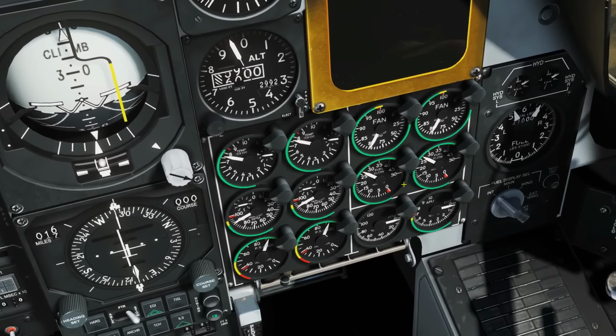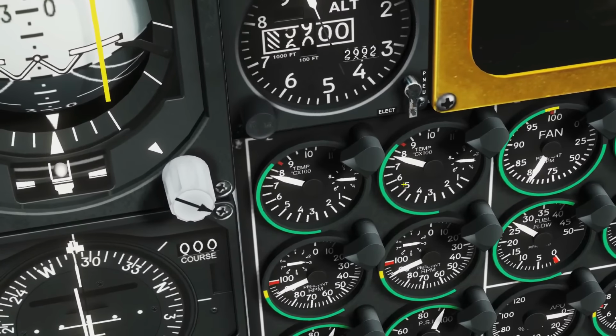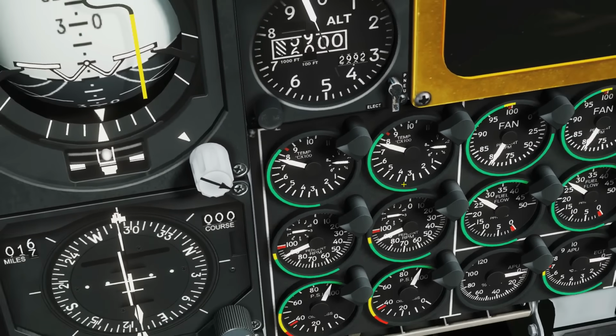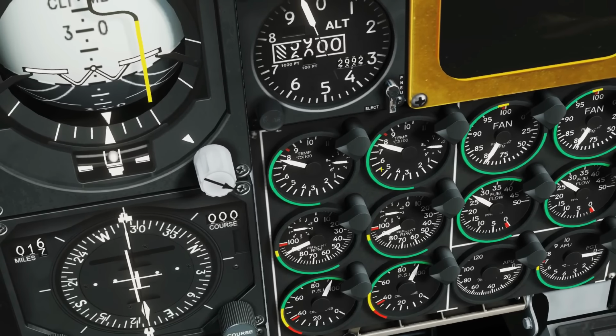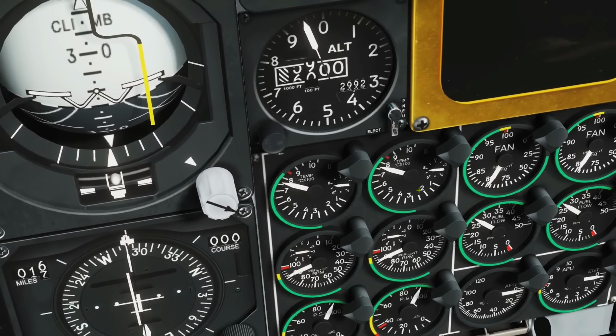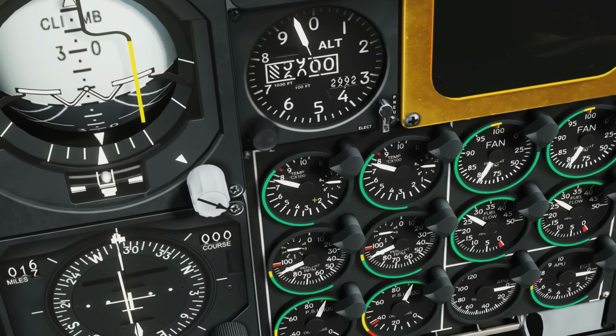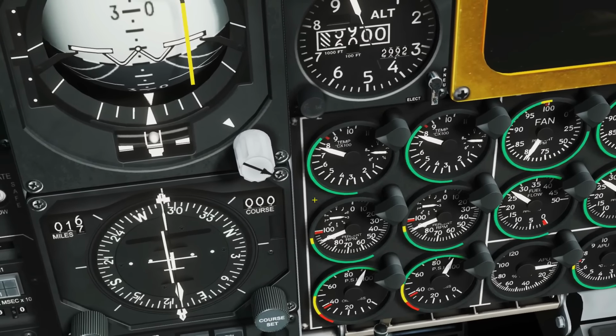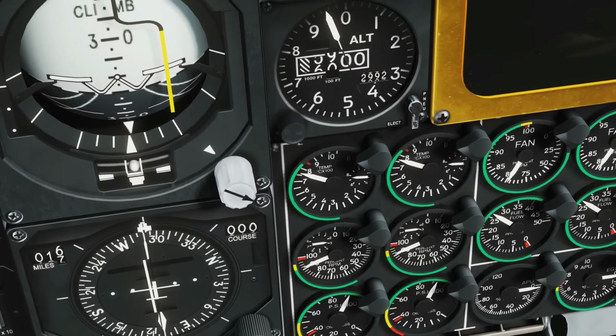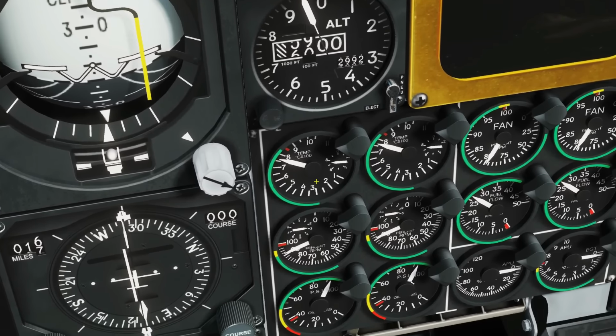Okay, next we've got our engine instruments. So just let me get my bearings here. This is temperature. We've got 2 engines on this bird, obviously. Left engine, right engine, and I believe this is the core temperature of that engine. Probably at the hottest point, probably at the exhaust and or turbine. Please let me know if you know any better.